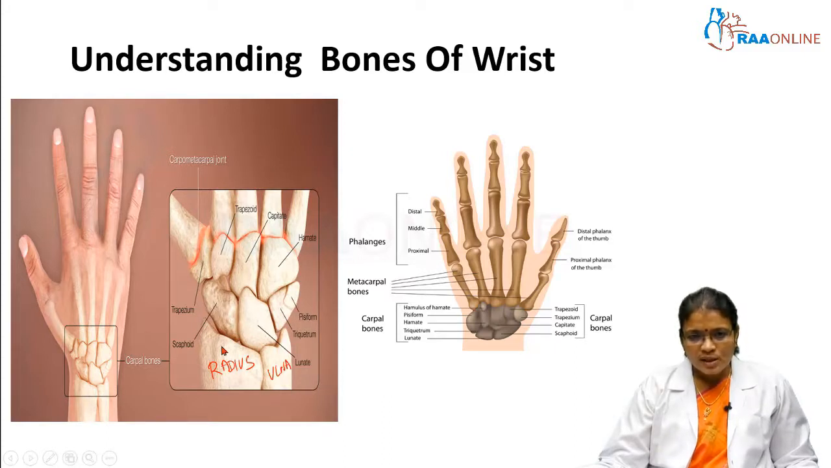If you see nicely here, there is articulation between the radius and the scaphoid, lunate and triquetral. Pisiform is not involved in the formation of the wrist joint. Similarly, you can see ulna here, but ulna is not involved in the formation of the wrist joint. I will tell you the reason why in the next slide. Just understand the bones of the wrist: distal end of radius, distal end of ulna, scaphoid, lunate, triquetral, pisiform.